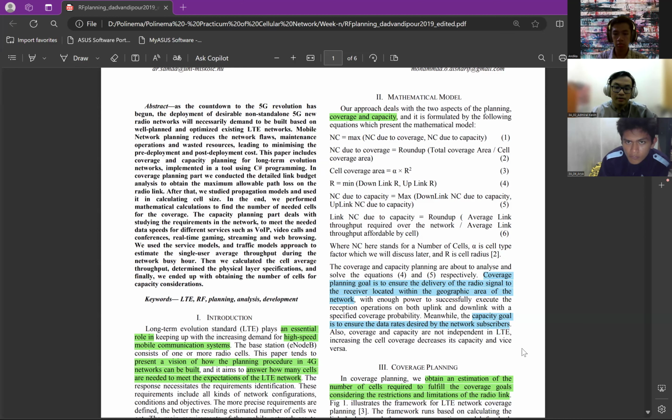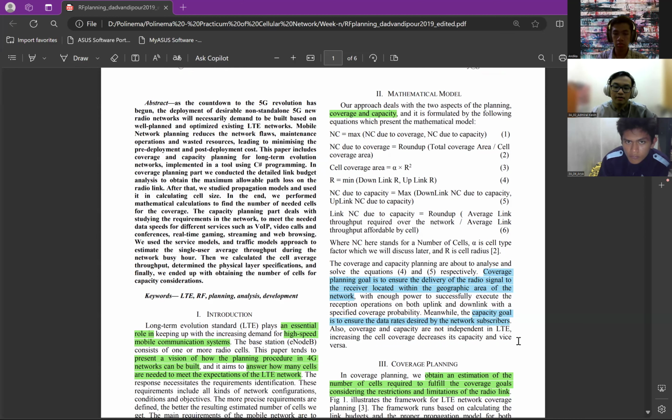All these mathematical models provide a valuable tool for initial cell planning in LTE. It helps determine a baseline number of cells needed to meet both coverage and capacity requirements. For the next point, we will present about the area.